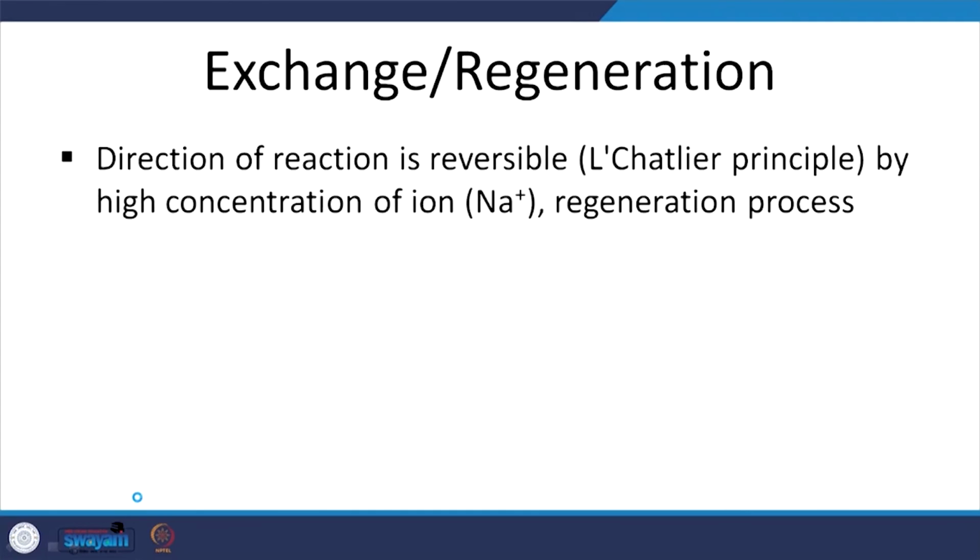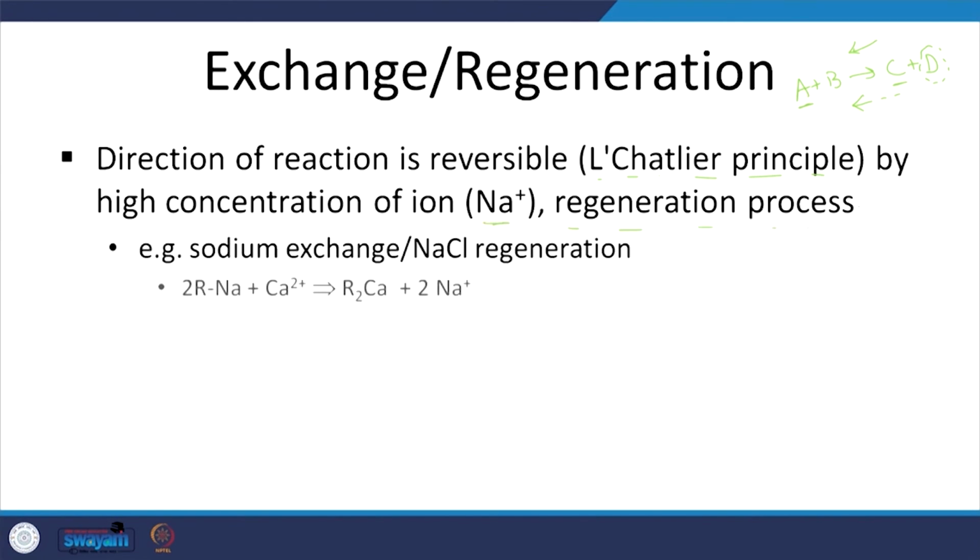Let me move on. Exchange and regeneration. So it is a reversible reaction. It is like A plus B goes to C plus D. A is the resin with Na plus, C is the resin with Ca2 plus. So if I want to move it in this direction, what will I do? I will add a lot of D, and then rather than going in the forward direction, it will go in this direction. So it is not a reaction as such, but that is the principle here. The direction of the reaction is reversible, Le Chatelier's principle. By applying a high concentration of the ion, the regeneration process occurs.